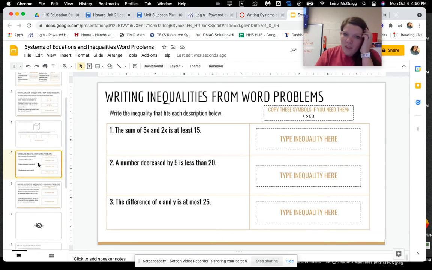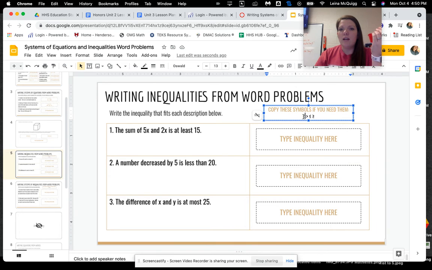Okay, the last two things we're writing are inequalities. So again, we're just going to write some things, but instead of having equal signs, we're going to have one of our inequality symbols, and it says you can just copy and paste it. So you can just highlight it and then do Control C to copy and then Control V to paste in your inequalities when you're writing them.